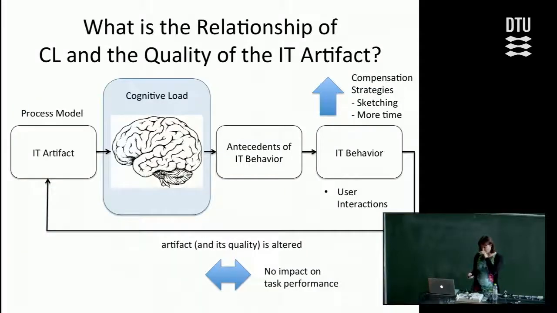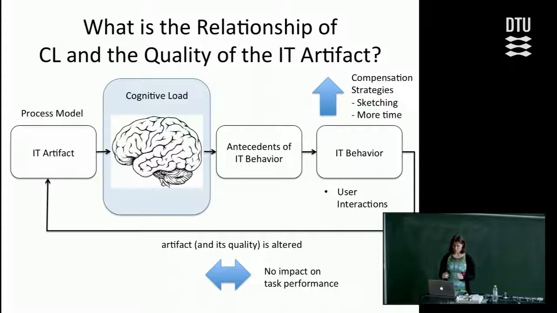And what we found is that there is most probably not any overload happening. People were not constrained in time, there was no time pressure, they could spend as much time as they wanted. The task was not overly complex, and it seemed that they were pretty much able to compensate.